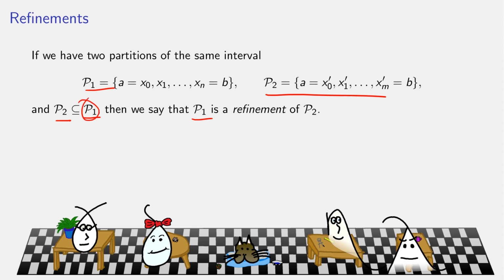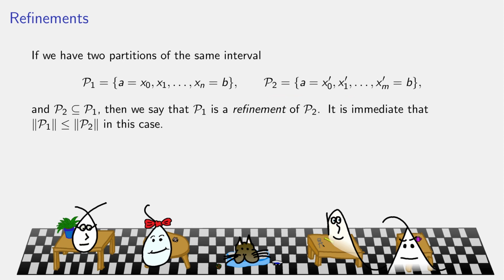Now, it's not strictly defined in terms of how many points are in it, because you can have two partitions, one of which has many more points than the other, and neither one is a refinement of the other. This is just a handy way to keep a mental scorecard of if you do have one partition that is a subset of the other, then which one is a refinement of which? The one with more points is the refinement.